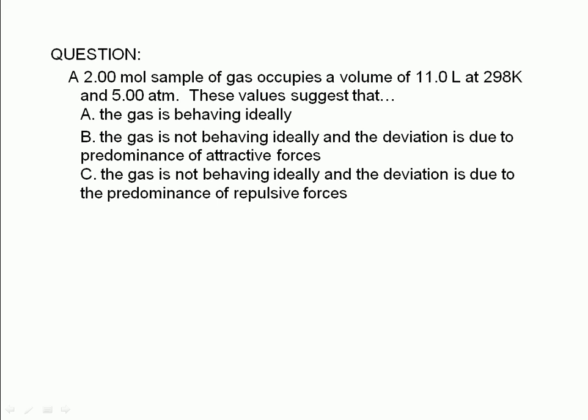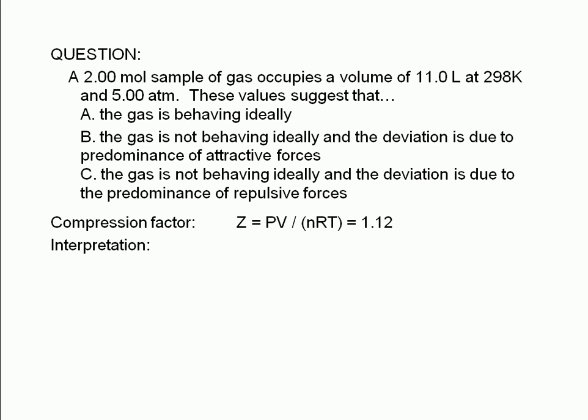Now that we have calculated our compression factor and found it to be equal to 1.12, we can answer the question. First of all, we can eliminate choice A. If the gas were behaving ideally, its compression factor would be equal to 1. Why? Examine the formula for Z. If the gas is behaving ideally, PV would be equal to nRT. The numerator would be equal to the denominator, so Z would be equal to 1.